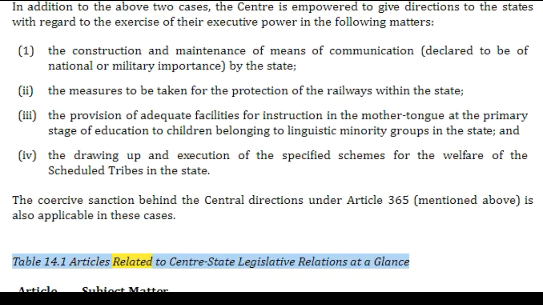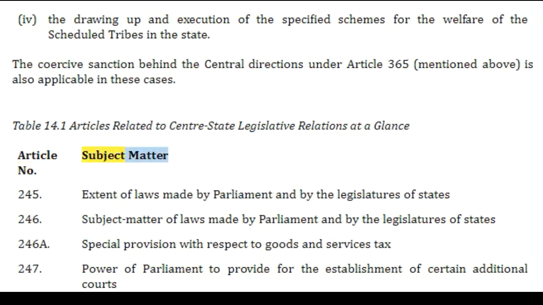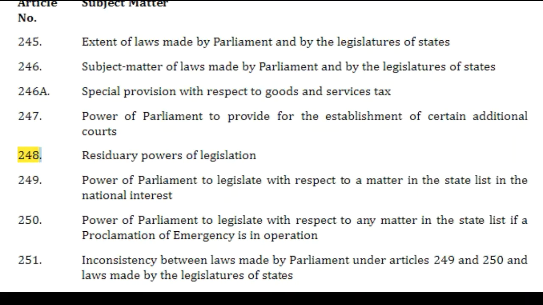Table 14.1 Articles related to center-state legislative relations at a glance. Article No. Subject Matter. 245. Extent of laws made by Parliament and by the legislatures of states. 246. Subject matter of laws made by Parliament and by the legislatures of states. 246A. Special provision with respect to goods and services tax. 247. Power of Parliament to provide for the establishment of certain additional courts. 248. Residuary powers of legislation.